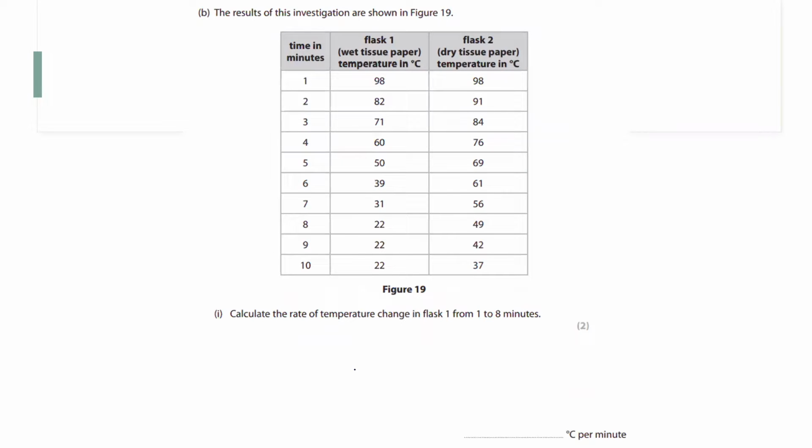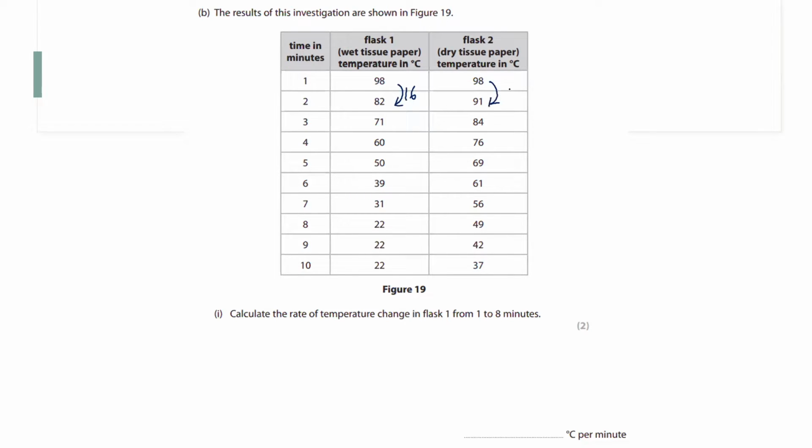So the results of this investigation are shown in figure 19. So it's that table. So you've got time in minutes, flask 1, wet tissue paper. Both start at 98. Okay, so that's what we should have done. So it's going down. It's also going down, but not as much. That's going down 98 to 82. So that's going down by 8 and 8, so it's going down by 16.